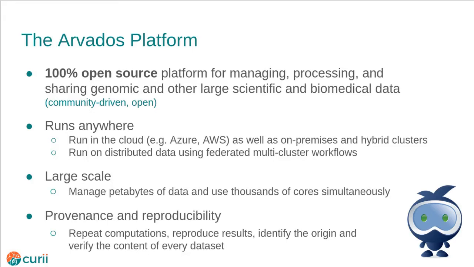locations, environments, or organizations. Sharing raw datasets can be daunting when the data produced by instruments such as sequencers and microscopes can produce hundreds of gigabytes of data in a single run. Arvados works at petabyte scale and can manage thousands of cores to enable analysis of that big data.